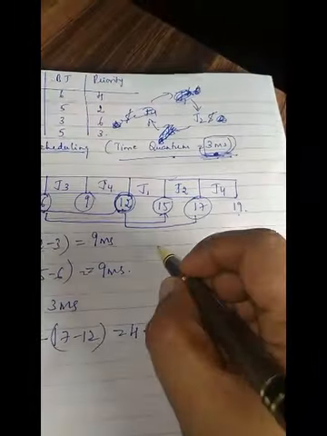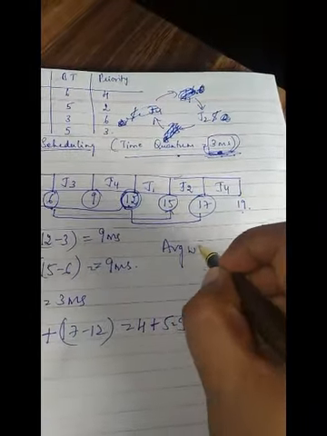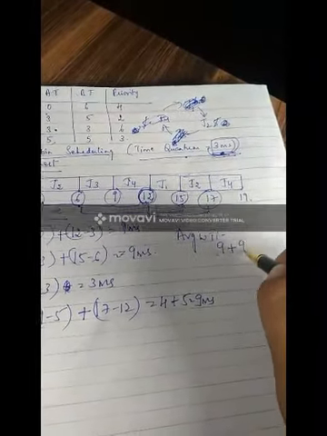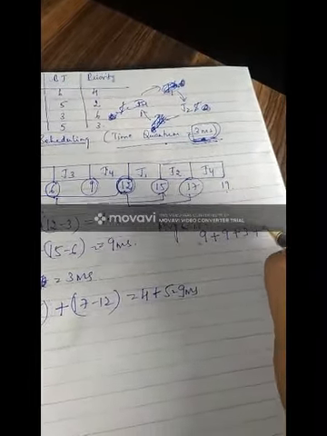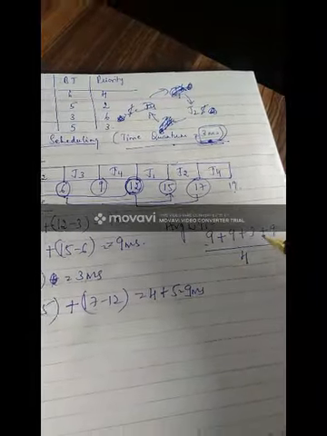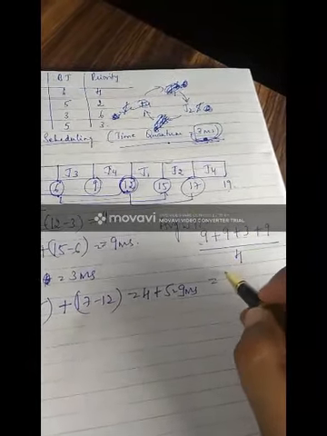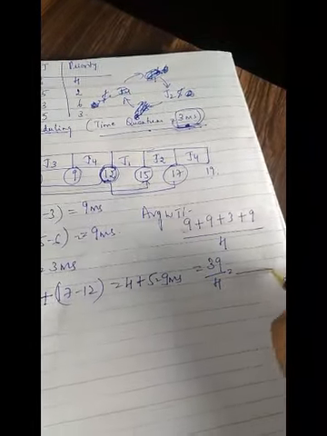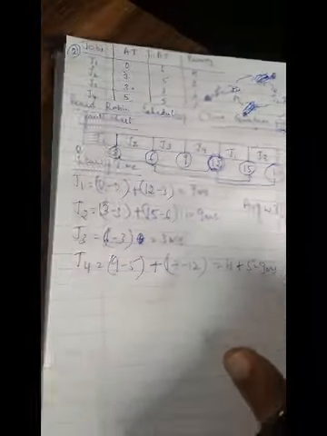Now you have to calculate the average waiting time. That's nothing but 9 plus 9 plus 3 plus 9 divided by 4. So how much are you going to get? 30 by 4. So whatever value you get, that is the average waiting time.